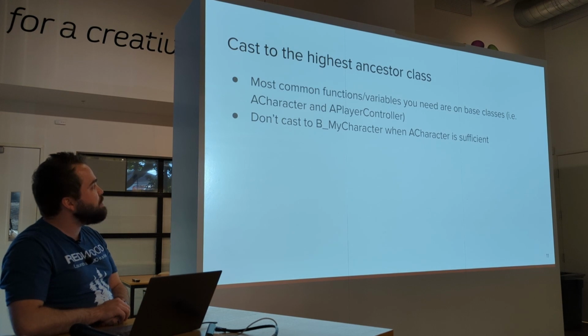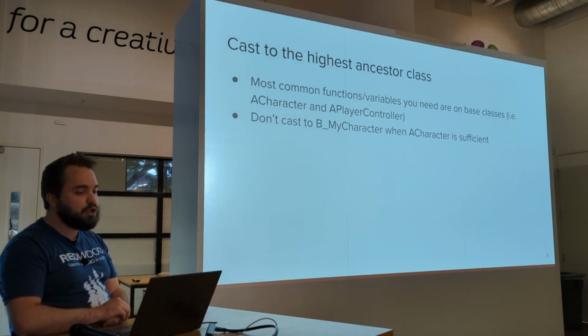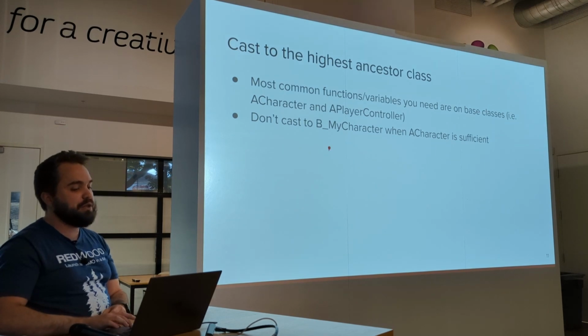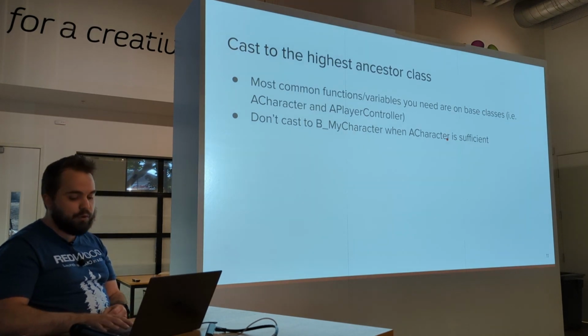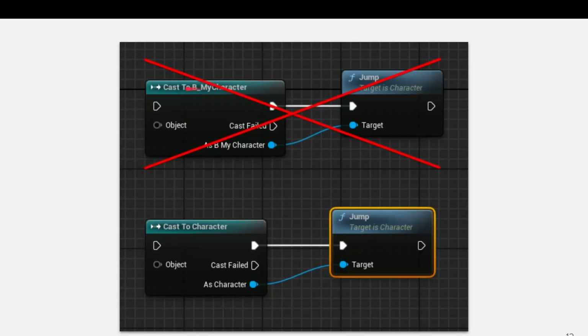Well, if you need to do things like jump and move the pawn, don't cast to be my character. When you need to cast, cast to a character. Only cast to the things that are needed. In this specific example, I'm using this jump function, which, you can see here, says target is character. That's telling you the class that that function belongs to.